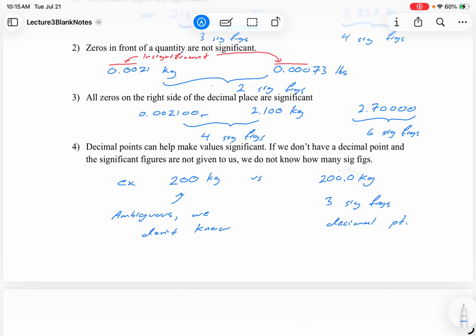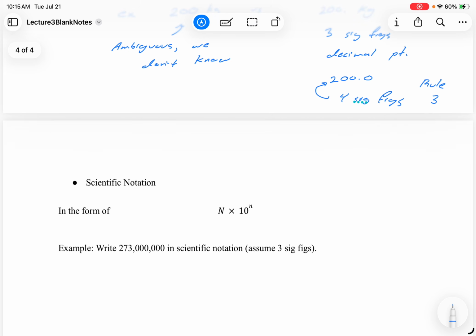If we had another, let's say for example, 200.0, using the previous rule, how many sig figs? 4, right? 4 sig figs, using rule number 3. So yeah, just notice a decimal point.